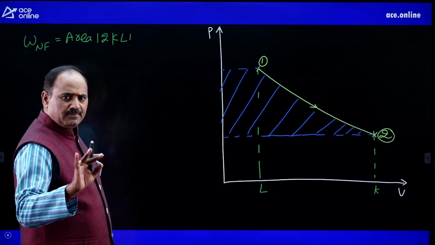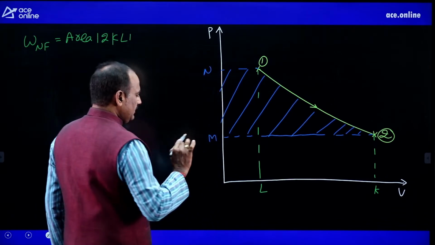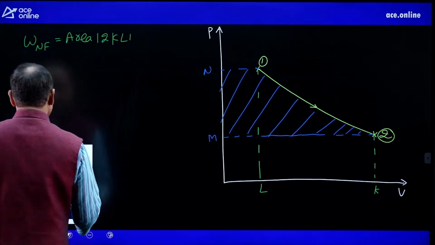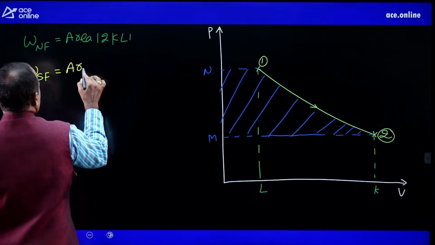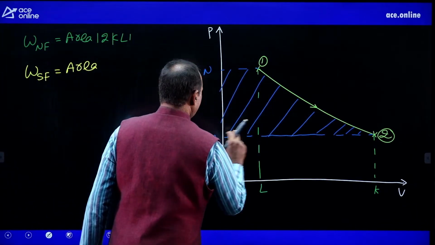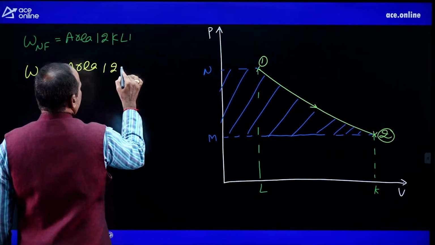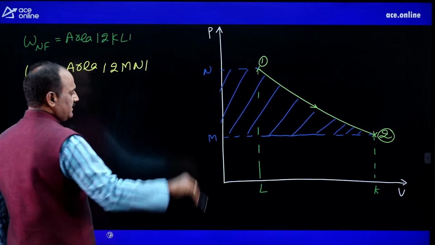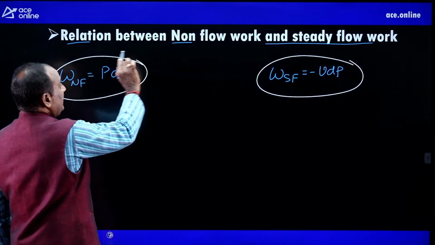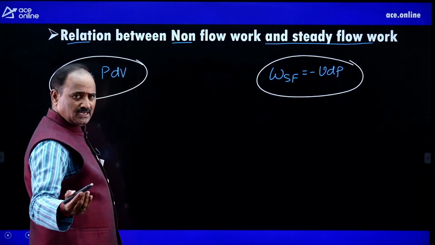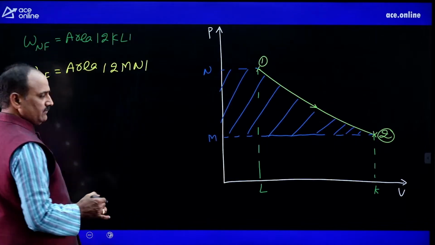From that you can write that the area behind the PV diagram is steady flow work, and the area below the PV diagram is non-flow work. Let us assume this is M, N. Then what is the steady flow work? Steady flow work is equal to area 1, 2, M, N, 1. That is the steady flow work. But what is our concept? The relation between the non-flow work and steady flow work. Let us see what that relation is.